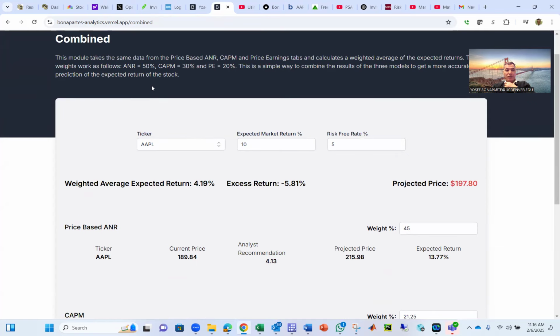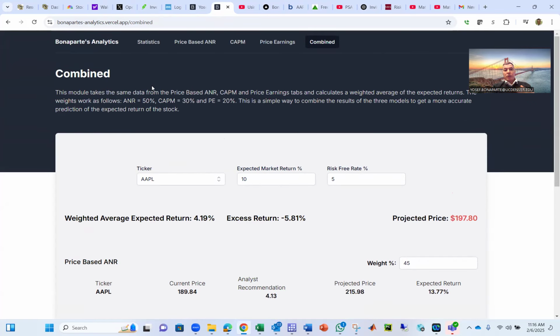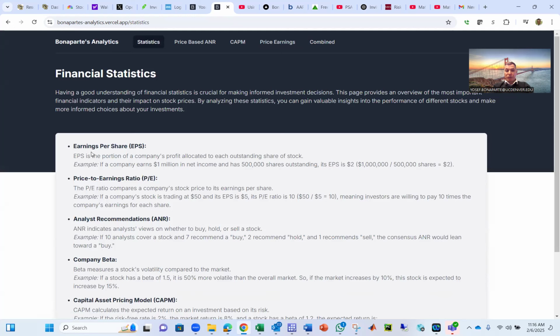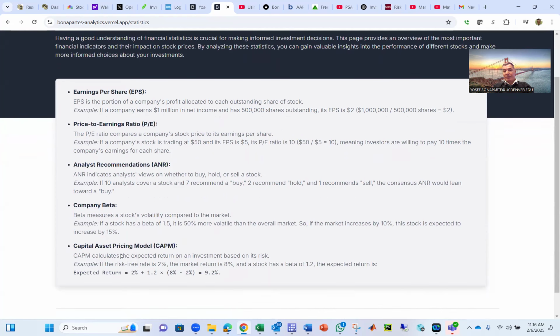Let me go again, explain the entire exercise here. I want to analyze a company. I need to analyze this quickly. I don't have time. We have something called AI technology. We have something called machine learning. So all you have to do is to understand what is earning per share, price to earning ratio, analyst recommendation, which is 1 to 5, company beta, which is above 1 or below 1. Above 1 means the company is riskier than the market, and capital asset pricing.